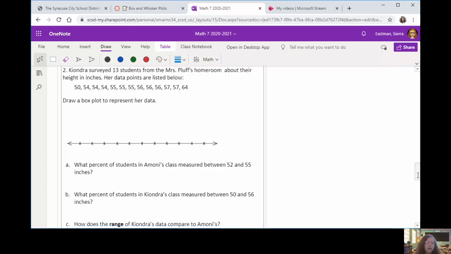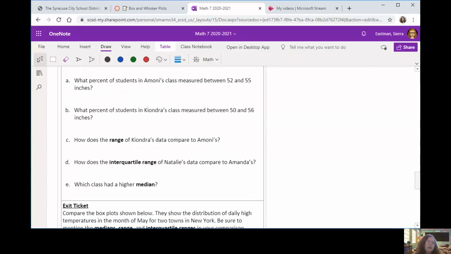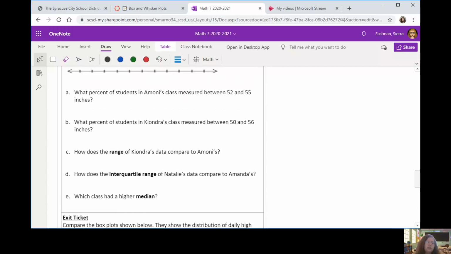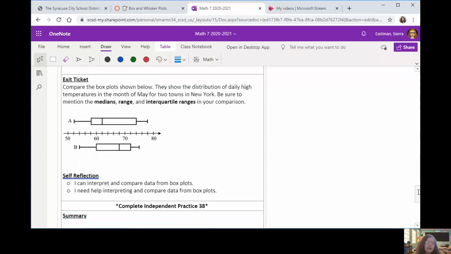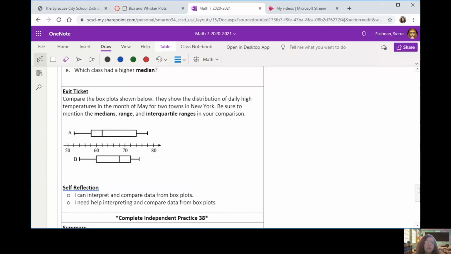You're also going to do that for the Keandra question, and then you have some questions here to answer about the data. How does the range compare? Which one's bigger? How does the interquartile range compare? Which one had a higher median? Things like that. Your exit ticket is another set of box and whisker plots to compare that are given to you already, so you don't have to draw that one. And again, you want to make sure you're mentioning the median, range, and interquartile range. Those are the 3 things we're using to compare these representations of data.